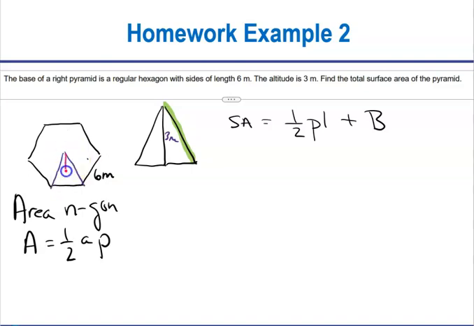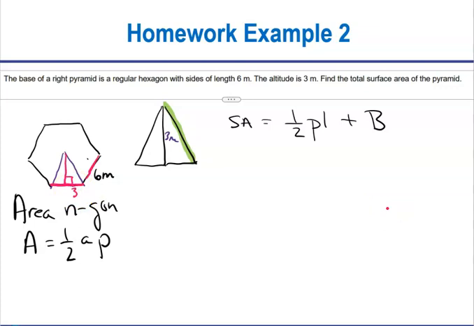Okay, so this is the altitude of our triangle. So how do you suggest that we do that? Let's label everything we have, right? It said the base of the right pyramid is a regular hexagon with sides 6 meters. So again, this is 6 meters. Now that altitude came down and cut this guy in half. That's a 3 right there, right?